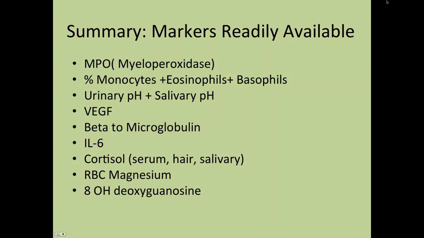I didn't talk about TGF beta-1 tonight, which is also valuable for showing chronic inflammation and an upswing in immune response. That's another good marker. But yeah, those are LabCorp and Quest markers.